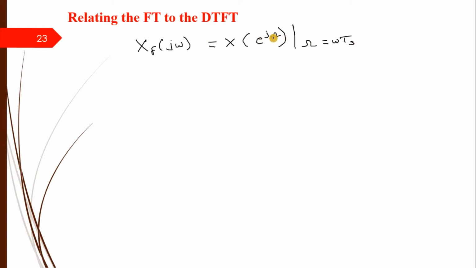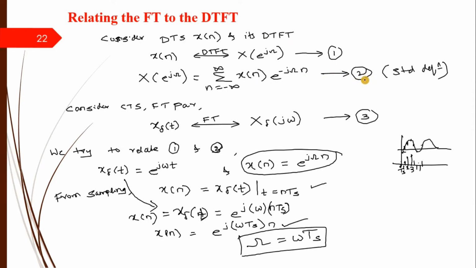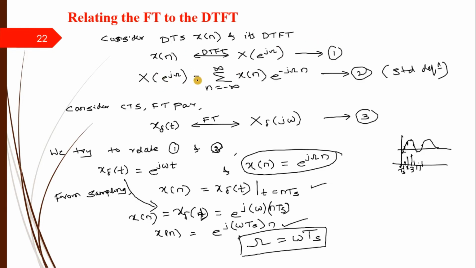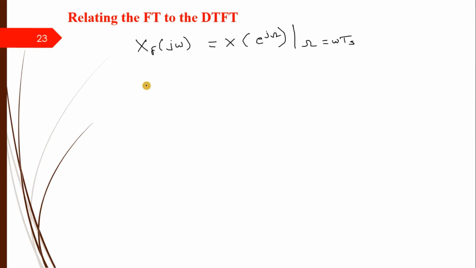Okay, so now from equation 2, where is equation 2? This is equation 2. In place of equation 2, I write everything the same. So in place of that, I write x of j omega. I make only one change. What is that change? Wherever you have capital omega, replace it with small omega ts. That is what I'm doing.